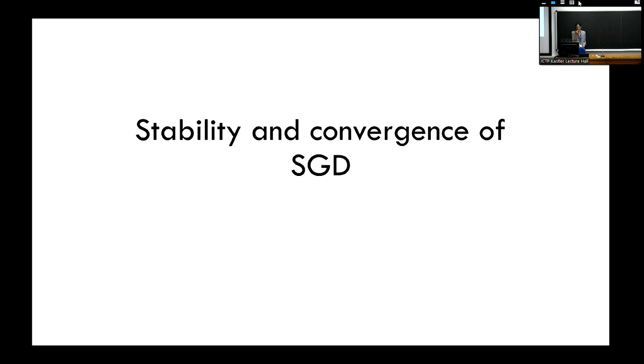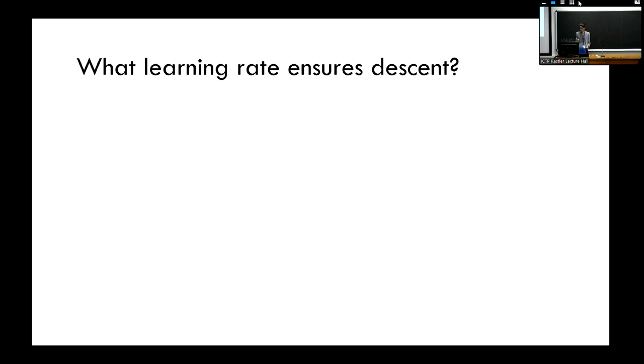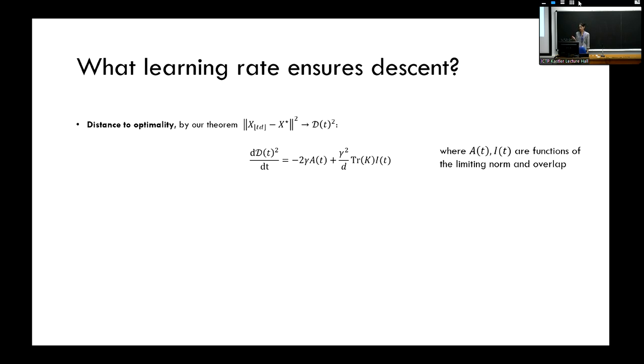Okay, so now I promised that I can show something about the learning rate that will ensure that we actually converge. Essentially, what you would like to analyze here is some kind of Lyapunov function that you can track. One function that optimizers analyze a lot is the distance to optimality, and you can show that this converges to a deterministic limit using our theorem. Then you can derive a simple equation for this distance. These functions are explicit, and we can also calculate them. You have one negative term and one positive term, and you want this ODE to be stable. So you have some dynamical threshold that controls the stability of this ODE.